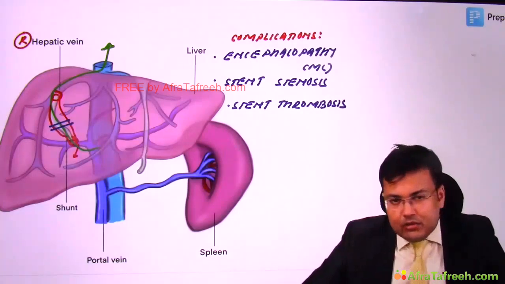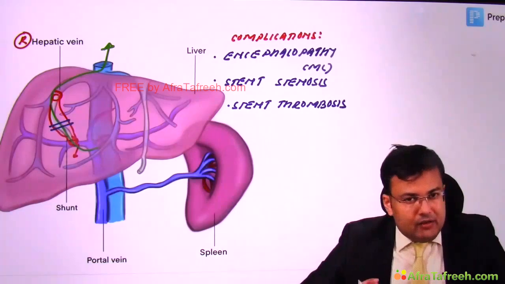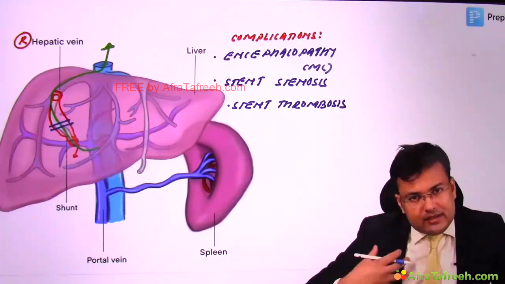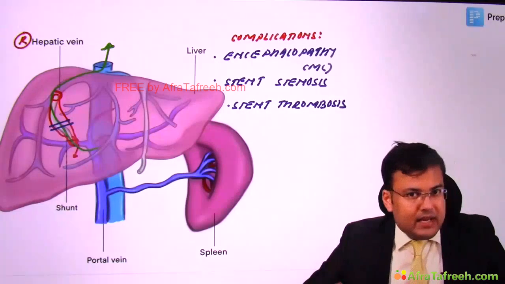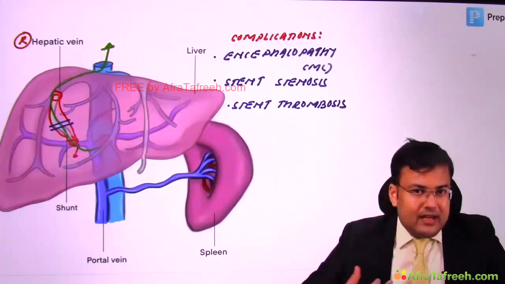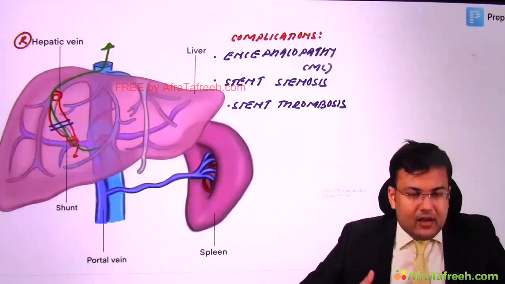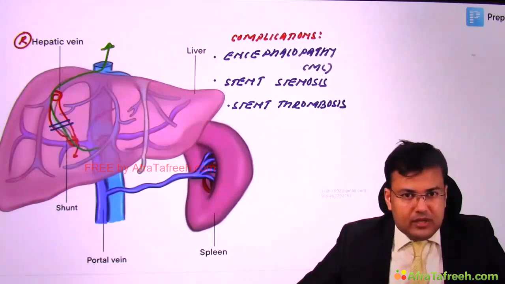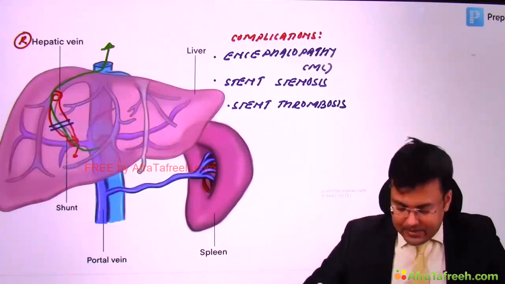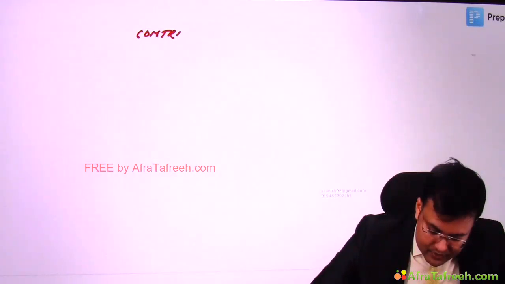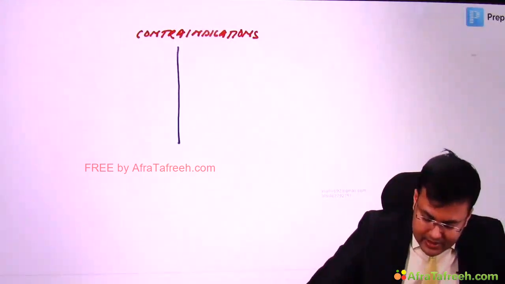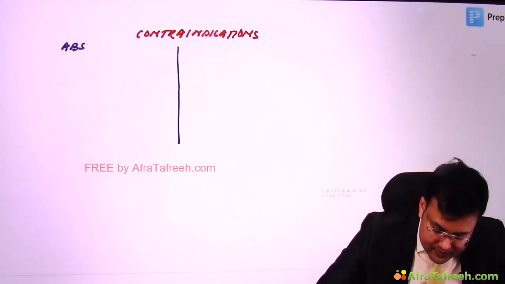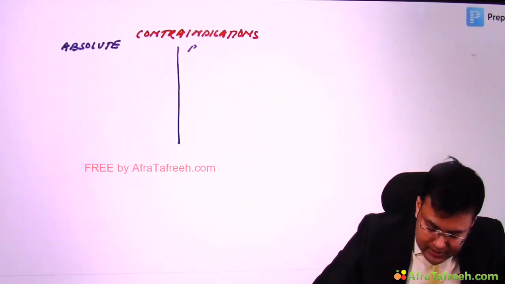Clear? Now coming to the contraindications and indications. We discussed that venous return is increased. So any condition in which there is already load on the right side of the heart will be an absolute contraindication, like right-sided heart failure, pulmonary hypertension or hepatopulmonary syndrome. So what are the contraindications of TIPS? See the absolute contraindications and relative contraindications.